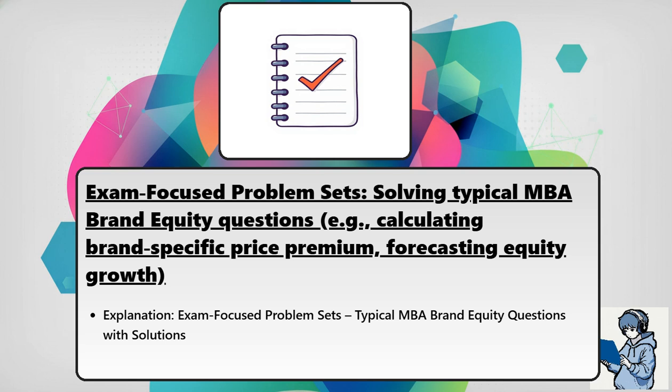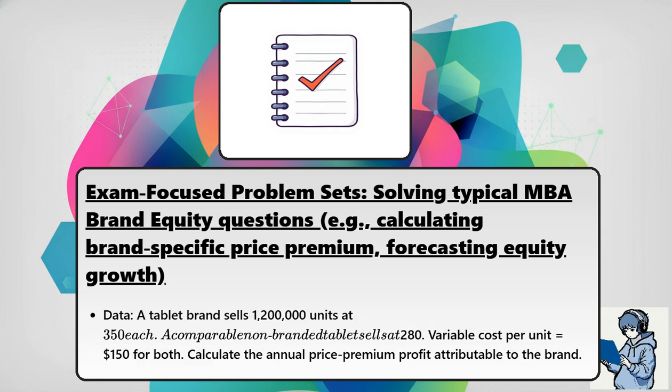Explanation: exam focused problem sets - typical MBA brand equity questions with solutions. Problem 1 - brand specific price premium. Data: a tablet brand sells 1,200,000 units at $350 each. A comparable non-branded tablet sells at $280. Variable cost per unit equals $150 for both. Calculate the annual price premium profit attributable to the brand.